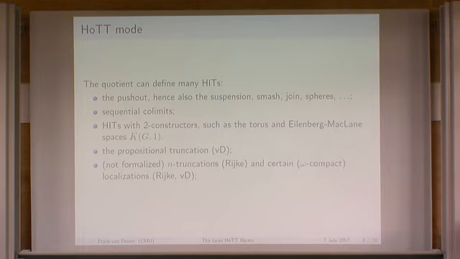And what we use in Lean is that we construct from quotients a lot of other higher inductive types. We cannot construct them all, but we can construct a lot of them which are used in practice. So for example, we construct the pushout, and then we get also the suspension, smash, join, spheres, and so on. We can construct sequential colimits. We can construct higher inductive types with two-path constructors, such as the torus and Eilenberg-MacLane spaces. So there's a construction of the propositional truncation, and then Egbert has a construction of all the n-truncations, unfortunately not yet formalized.